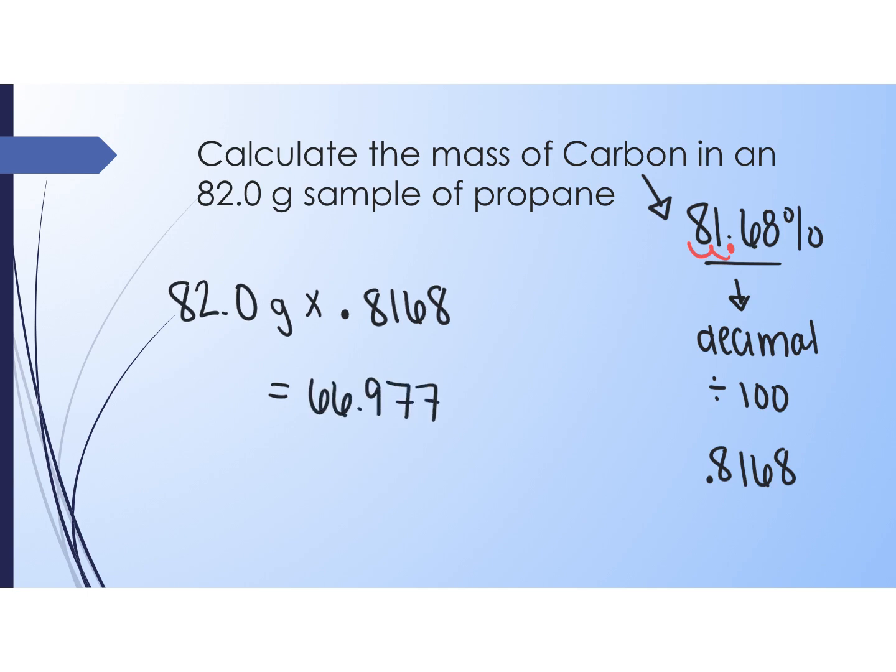Okay, 66.977. We'll round. When we do percent composition, sig figs can be a little tricky. However, when you get to your final answer, how many sig figs are in 82.0? 3. So how many should we have in this answer? 3. So what should we round this to? Okay, so it becomes 67.0 grams of carbon.